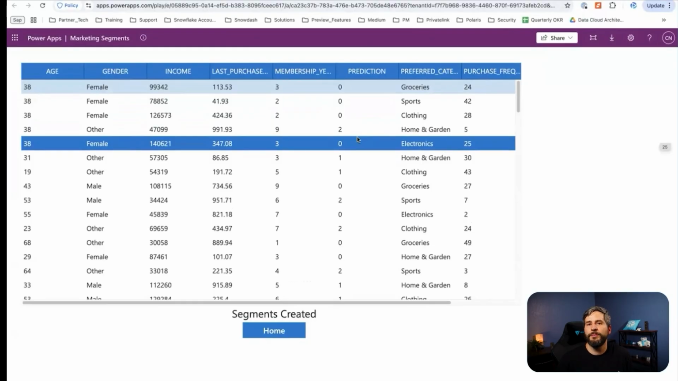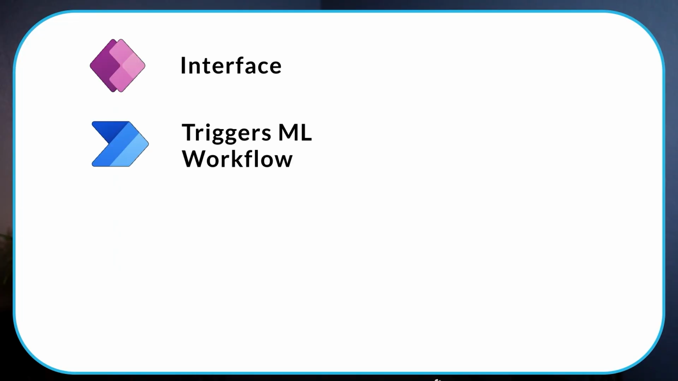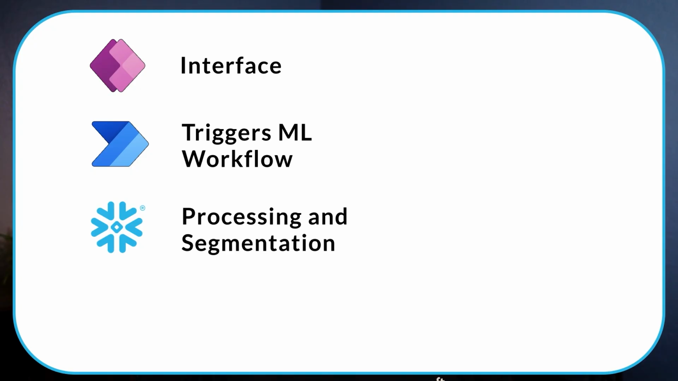For example, high spending users may fall into cluster 2, while infrequent buyers land in cluster 0. These insights allow marketers to target users with tailored campaigns based on their assigned segment. So this is the full loop in action. Power Apps provides the interface, Power Automate triggers advanced ML logic, Snowflake performs the heavy lifting with real-time segmentation. Results are surfaced back into Power Apps, ready for action.